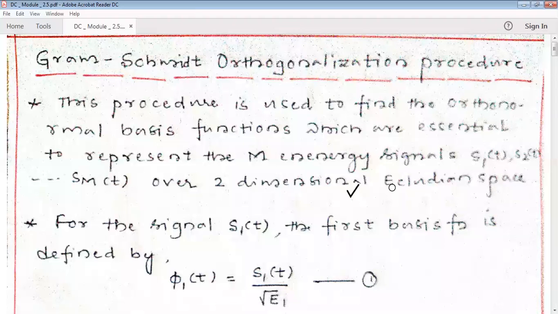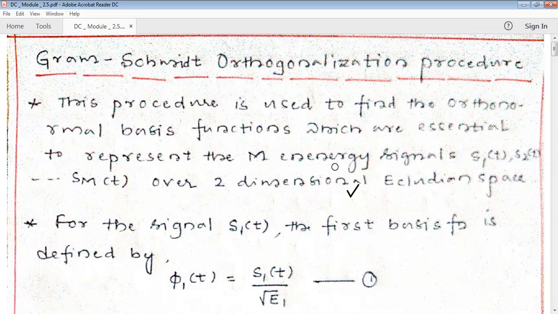Students, today we have one more topic to discuss, that is the Gram-Schmidt orthogonalization procedure. In the previous video, we discussed the geometrical representation of signals, where we saw how to represent a signal set over two-dimensional Euclidean space using orthonormal basis functions, and they are also energy signals. Today's video is about the procedure known as the Gram-Schmidt orthogonalization procedure.